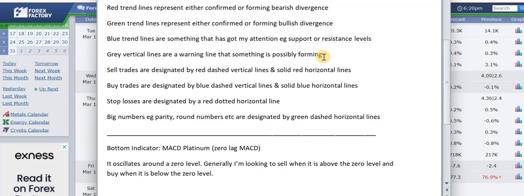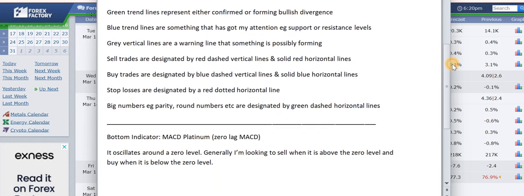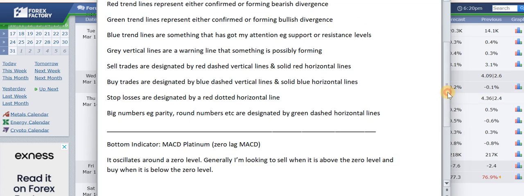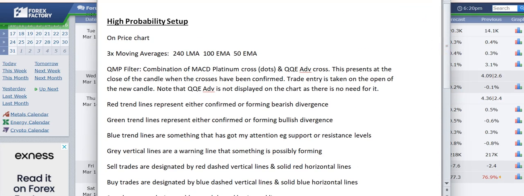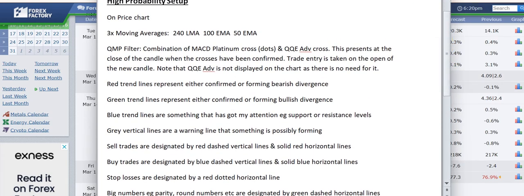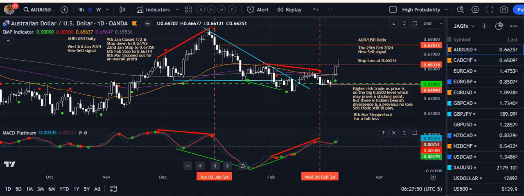Price chart. Basically, on the price chart, we've got red and green dots, which is the QMP filter. And below that, we've got the MACD Platinum. It's a zero lag MACD, so it oscillates around a zero level. Generally, I'm looking to sell when it's above the zero level and buy when it's below the zero level. That's it in a nutshell. When I scroll through this quickly, if you want, just pause the video and take a screenshot or read it. All right, let's get on the charts. So we go to TradingView.